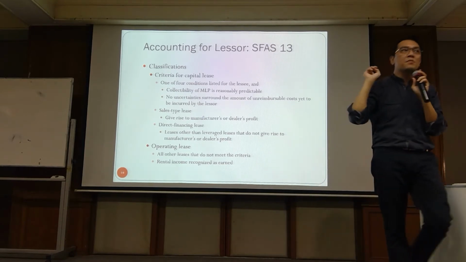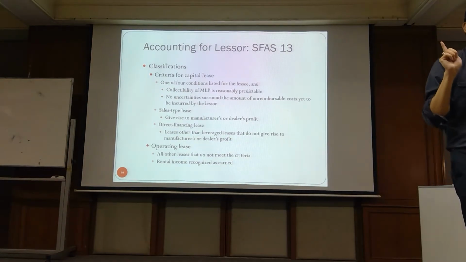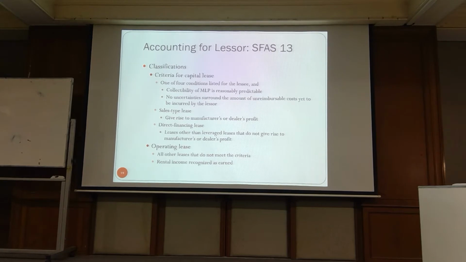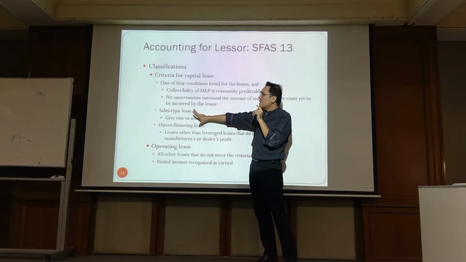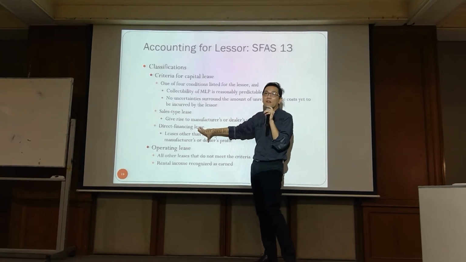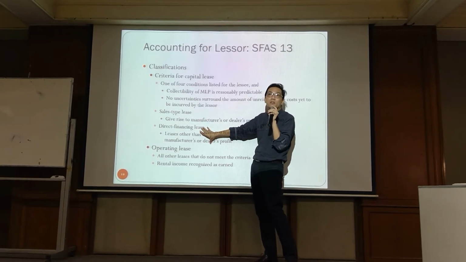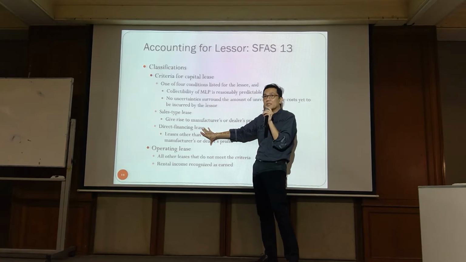But if we go to the other side of the world, SFAS, Statement of Financial Accounting Standard number 13, which is in the USA, they follow this accounting standard. They have what we call capital lease. But capital lease breaks into two parts, these two bullets: sales-type lease or direct financing lease. This one is the same thing as IAS number 17.